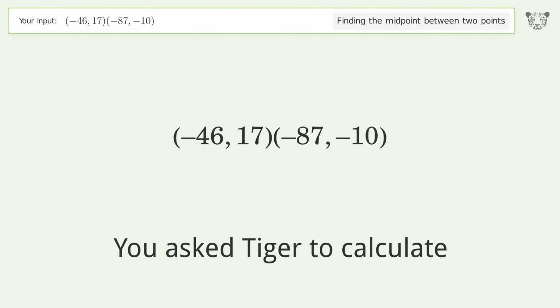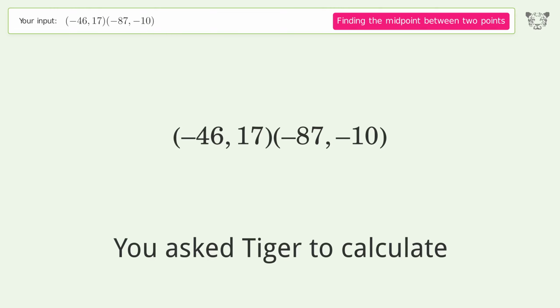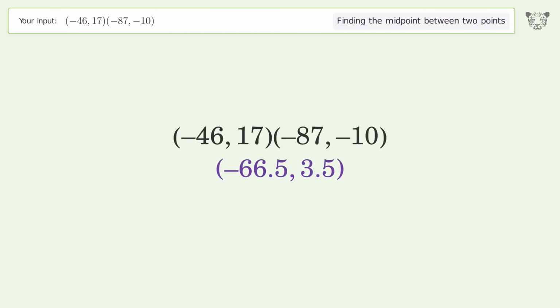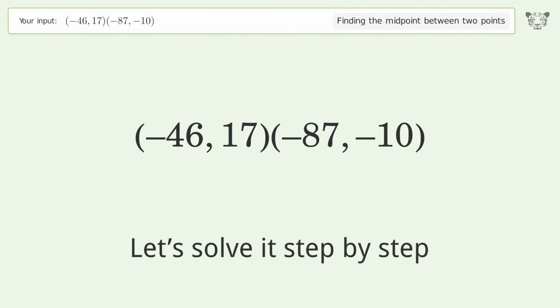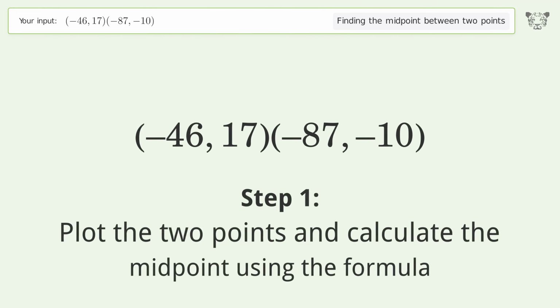You ask Tiger to calculate. This deals with finding the midpoint between 2 points. The midpoint between the 2 points is negative 66.5, 3.5. Let's solve it step by step. Plot the 2 points and calculate the midpoint using the formula.